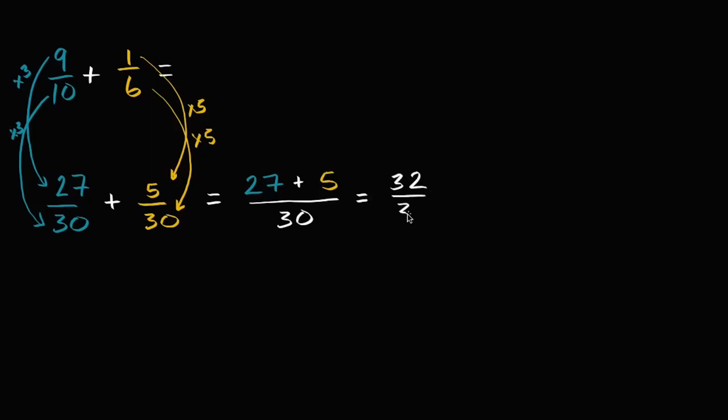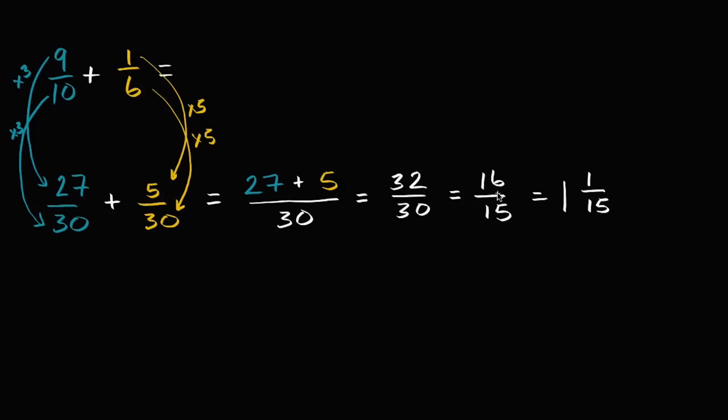32 over 30. And if we want, we could try to reduce this fraction. We have a common factor of 32 and 30. They're both divisible by 2. So if we divide the numerator and the denominator by 2, numerator divided by 2 is 16. Denominator divided by 2 is 15. So this is the same thing as 16 fifteenths. And if I wanted to write this as a mixed number, 15 goes into 16 one time with the remainder 1. So this is the same thing as 1 and 1/15.